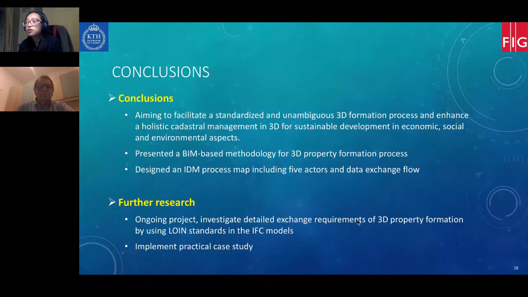For further research, it's ongoing research. We will implement more detailed exchange requirements of 3D property formation using LOIN standards in the IFC models. And we will also implement some practical case studies in future studies.